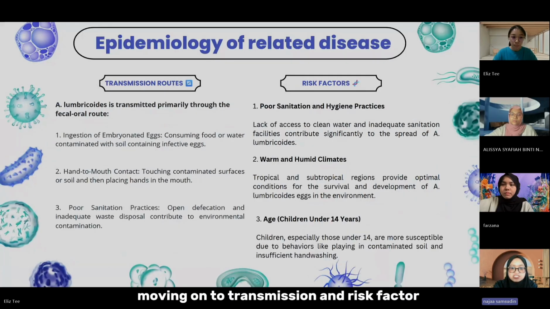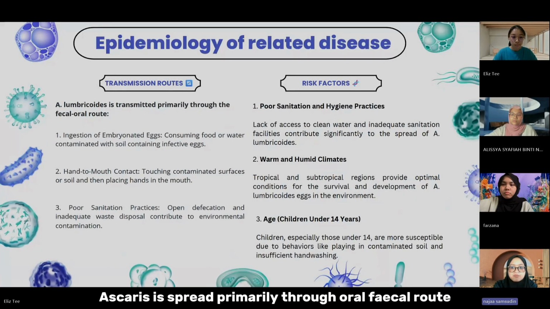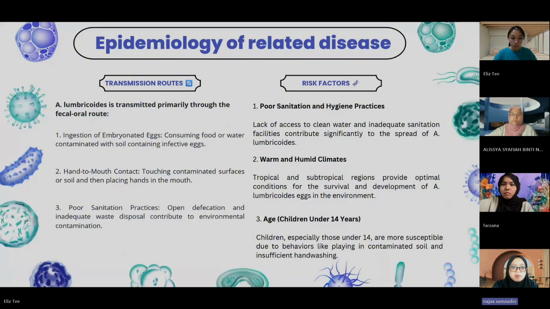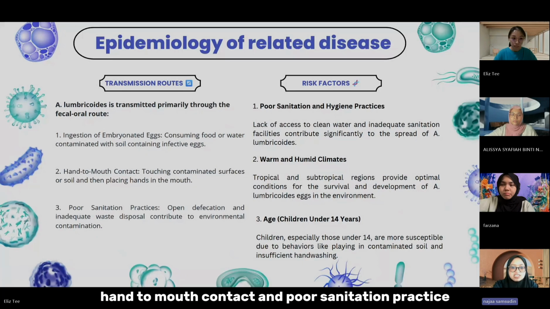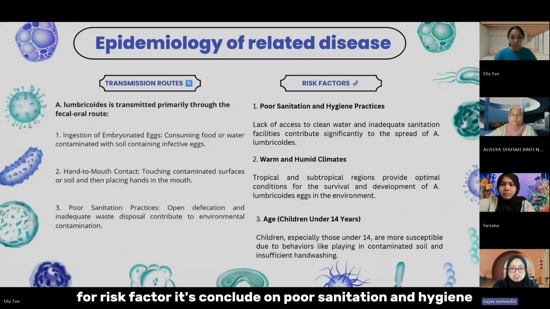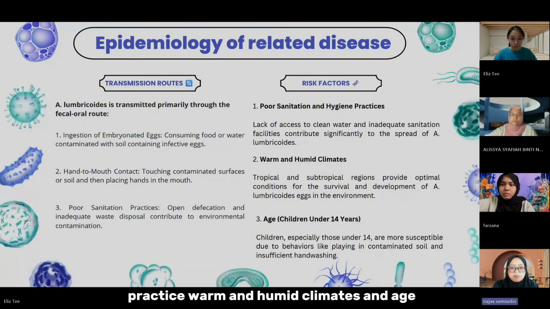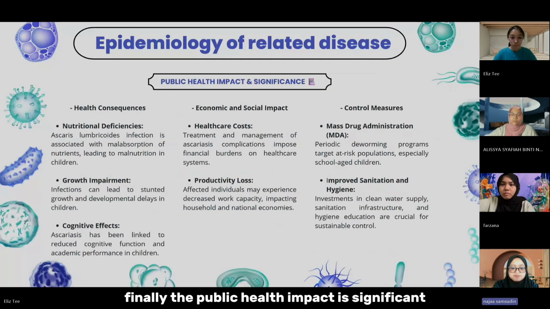Moving on to transmission and risk factors. Ascaris is spread primarily through the fecal-oral route, by ingestion of embryonated eggs, hand-to-mouth contact, and poor sanitation practices. Risk factors include poor sanitation and hygiene practices, warm and humid climates, and age, especially children under 14 years old.